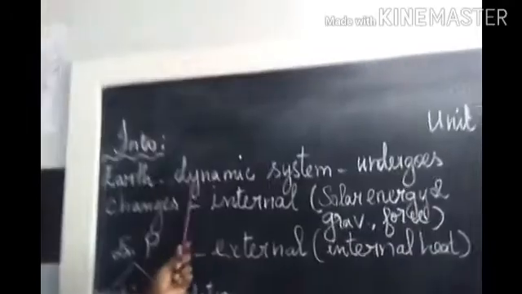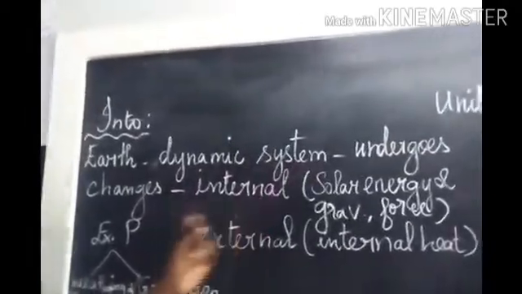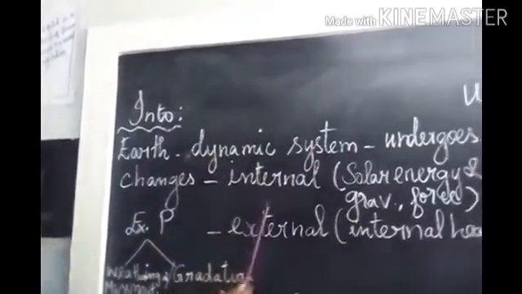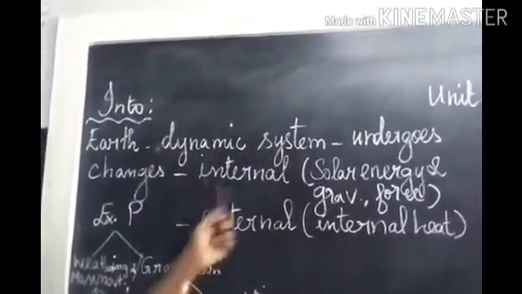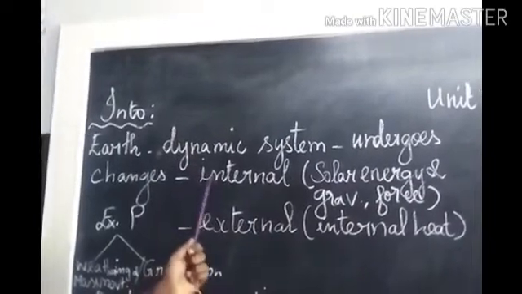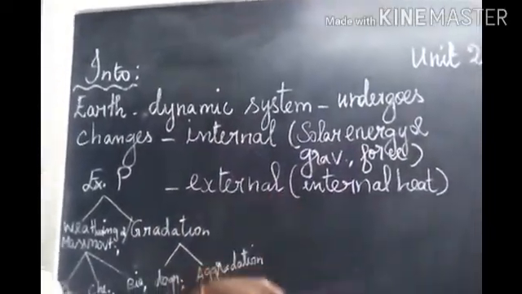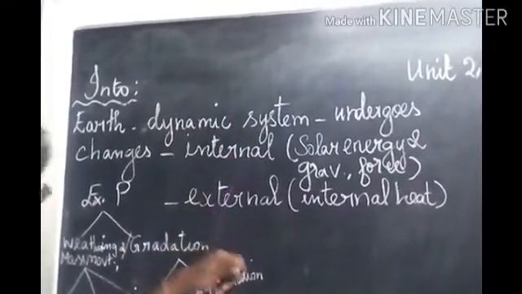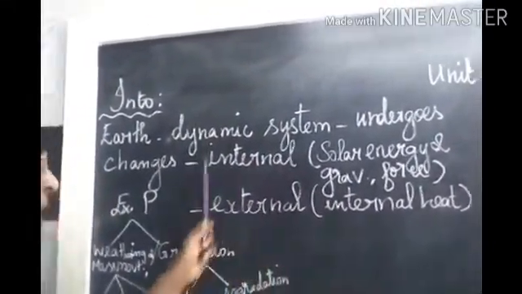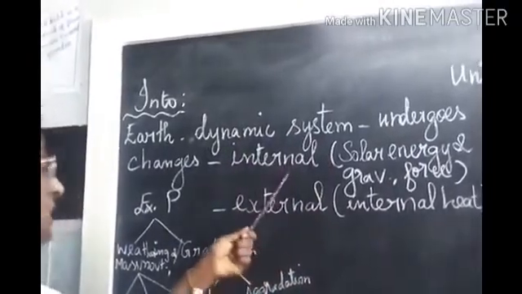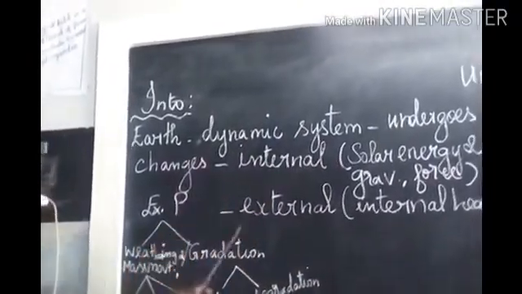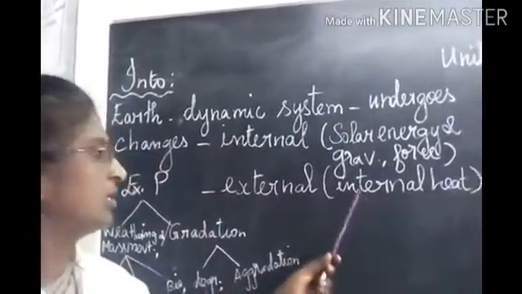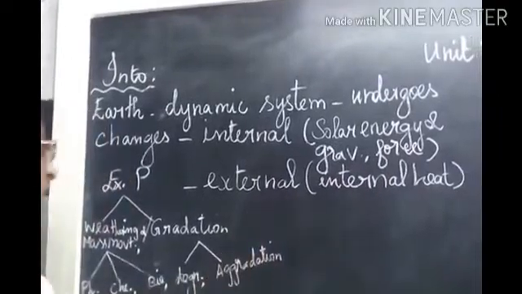Earth is a dynamic system which undergoes many changes. For example, it undergoes internal and external changes. How do internal changes happen? Due to the solar energy and gravitational force, the heat and the pressure come out in the form of a volcano or an earthquake, and it happens on the crust, which is called the internal process. And what is the external process? Due to the internal heat, whatever comes out is called the external process.